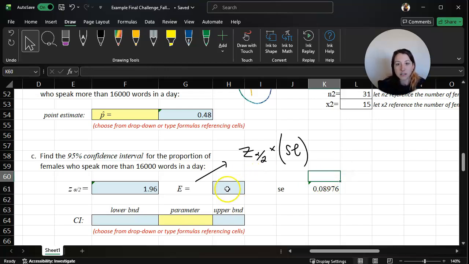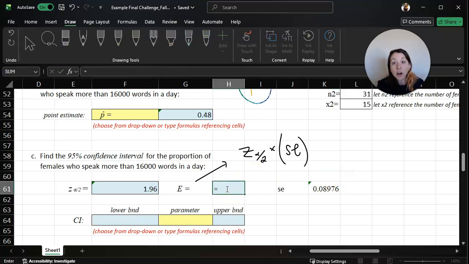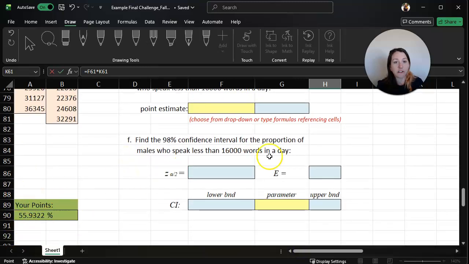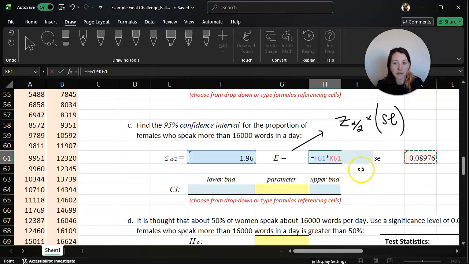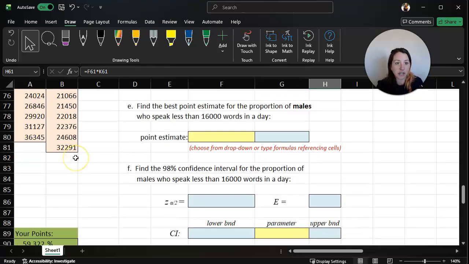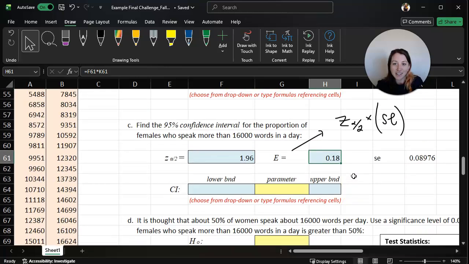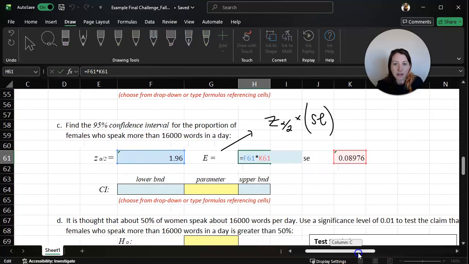I don't know why it was italicized. So now our margin of error is our critical value, which is Z alpha over 2, times this standard error. Okay, backtracking to make sure this is 55.9 right now. When I hit enter, that's our standard error, and it went up. So we are good.